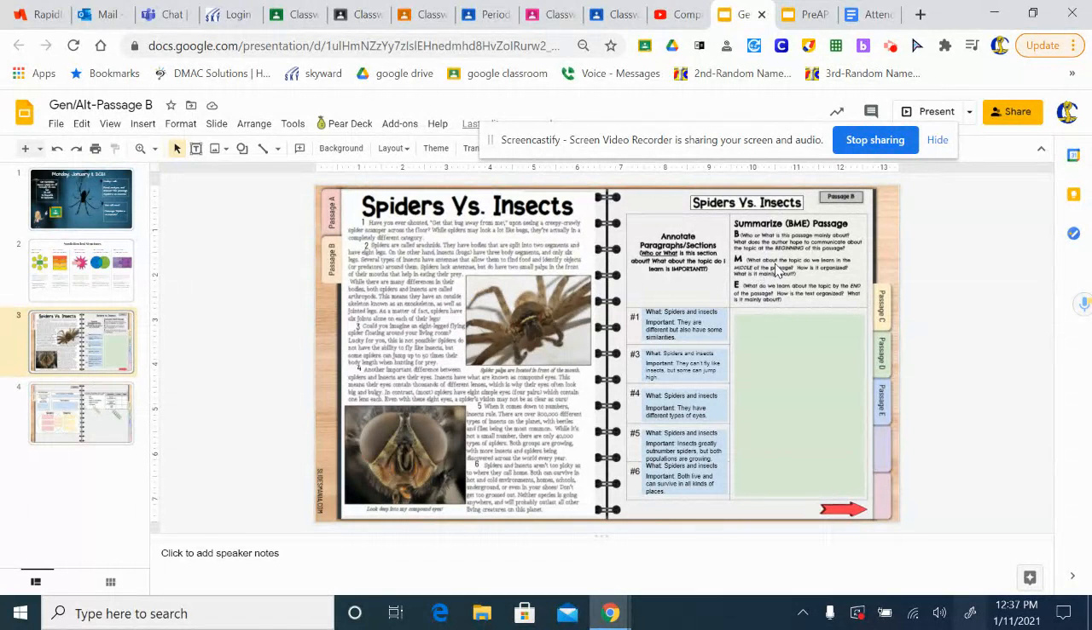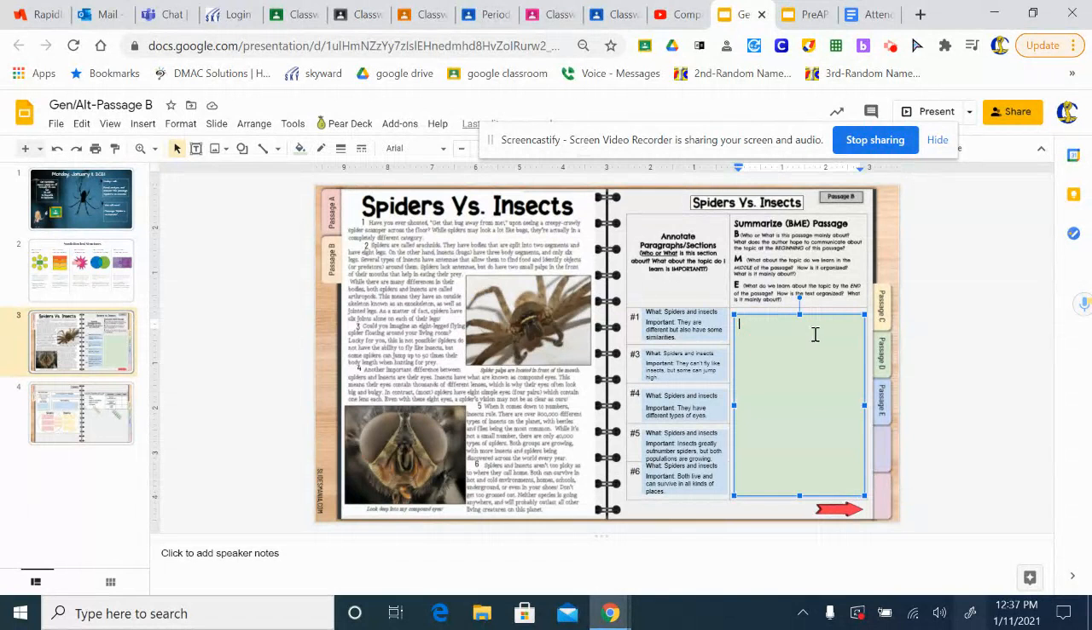M, middle: what about the topic do we learn in the middle of the passage? Middle would be your paragraphs 3 and 4. E: what do we learn about the topic at the end of the passage? The end of the passage would be your paragraphs 5 and 6. So let's click into the text box here. And remember, you put B for beginning. So what is it that we learn in the beginning of the passage?